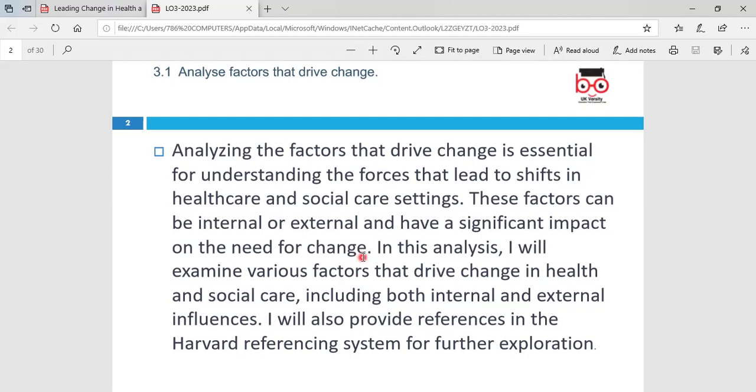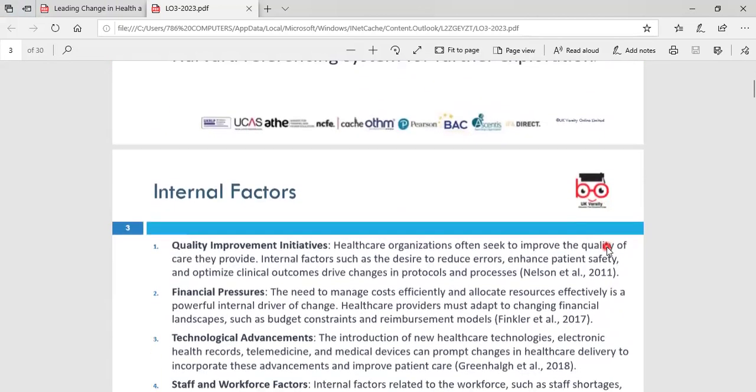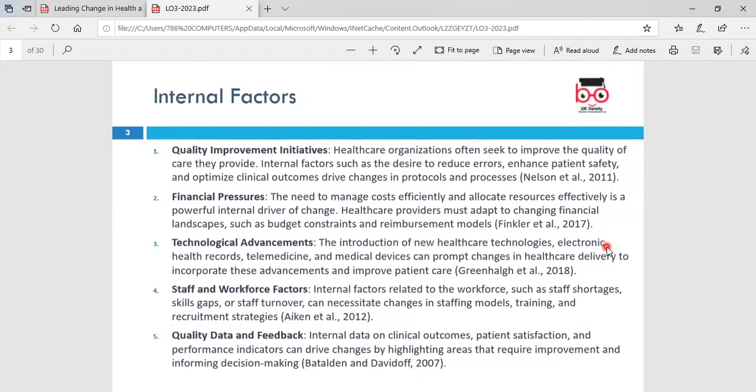These are there to drive change and are essential for understanding the forces that lead to shifts in health and healthcare and social care settings. So they'll be internal and external. They may have a significant impact on the need for change. So we'll talk about these various factors. There are certain internal factors and certain external factors.